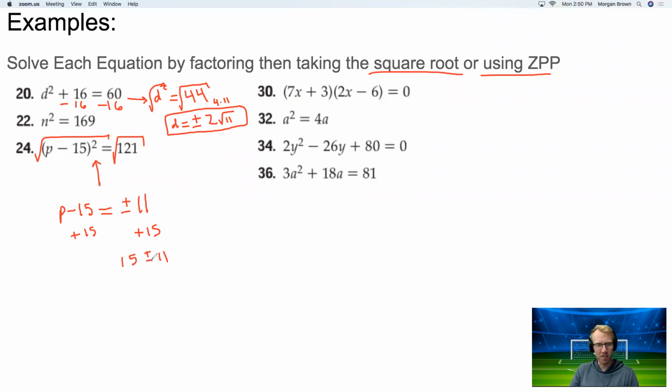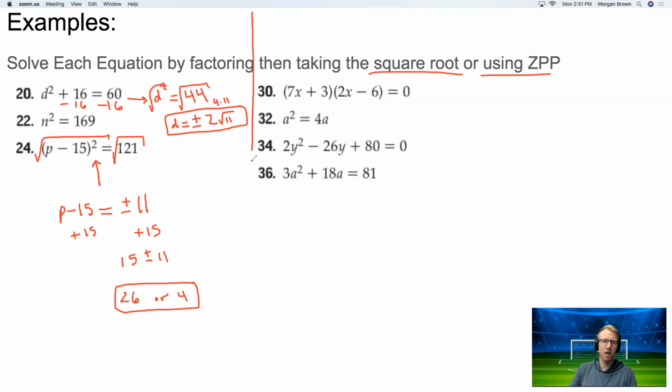You can't leave your answer like this. If it has a radical in it, you could leave it as something plus or minus. But if they're just whole numbers, you've got to actually do it. So 15 plus 11 is 26, and 15 minus 11 is 4. So our two answers are 26 or 4. We need to actually compute the values when you can in whole numbers. So that's kind of like a reminder and review of solving by taking the square root.